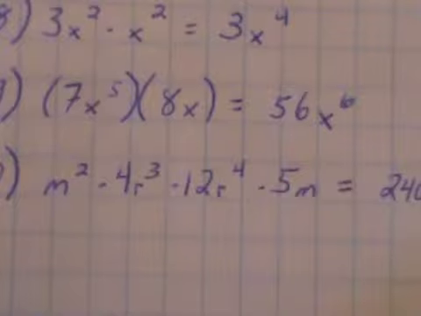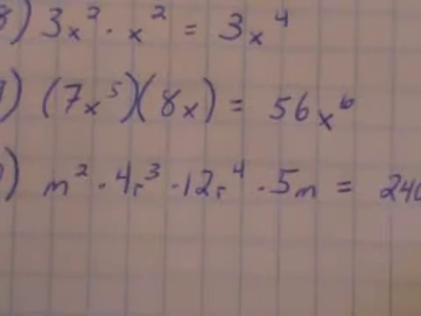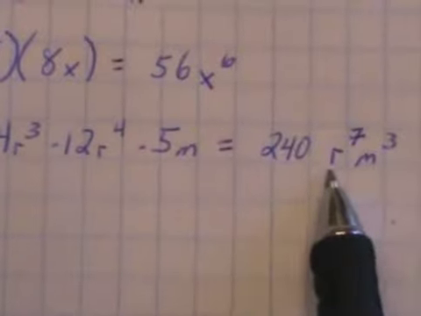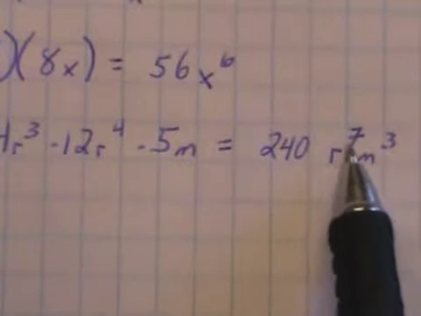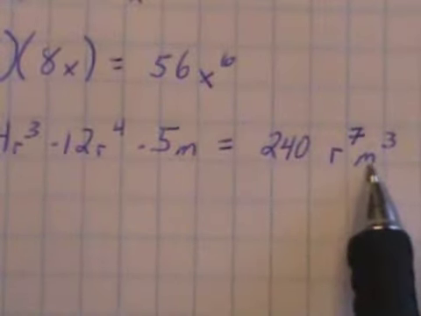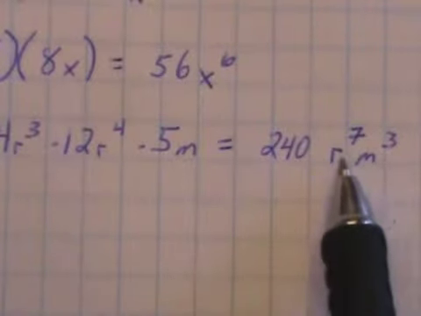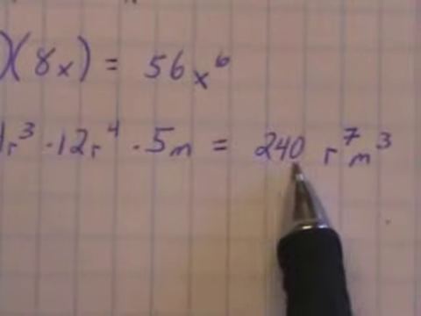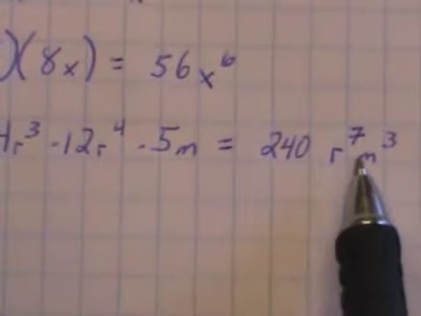It's fine if you have 240 m to the 3rd r to the 7th. It's more traditional to put the variable with the higher exponent before the variable with the lower exponent, and it's traditional for the number to come before the variables.